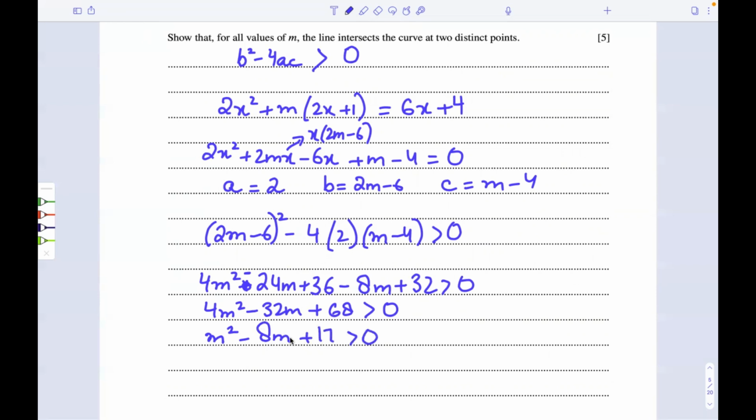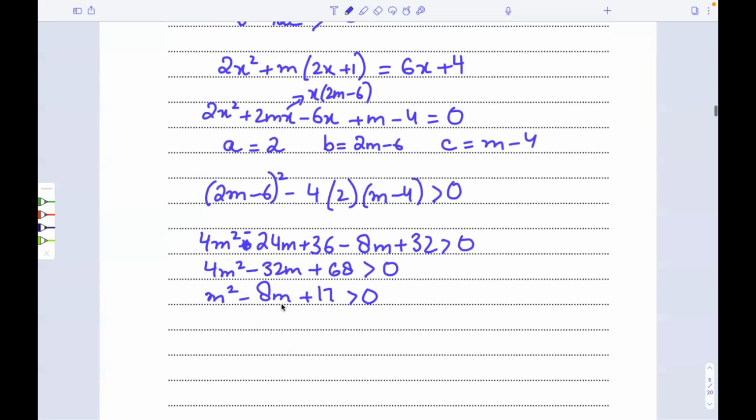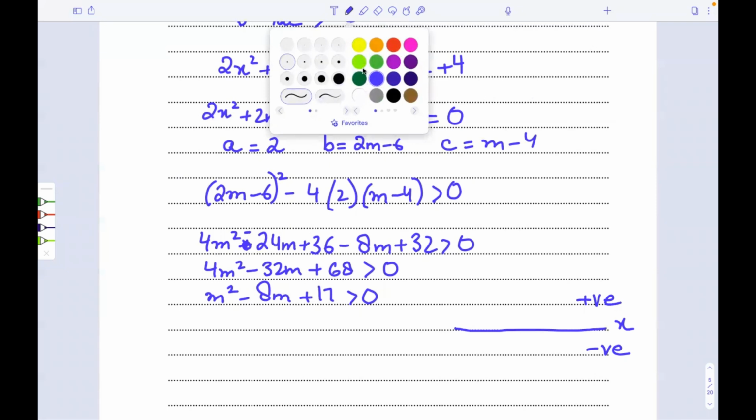Now we have to show that this expression is greater than 0, which means that if we draw the x-axis, below it is the negative part and above it is the positive part. So we have to show that this curve lies above the x-axis, or it is greater than 0. We can do that by finding the turning point of this curve.